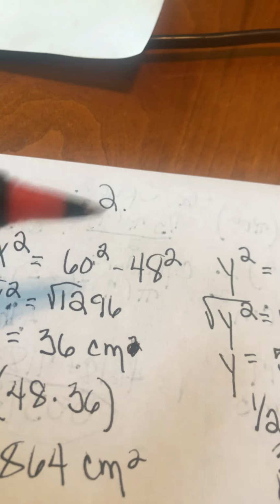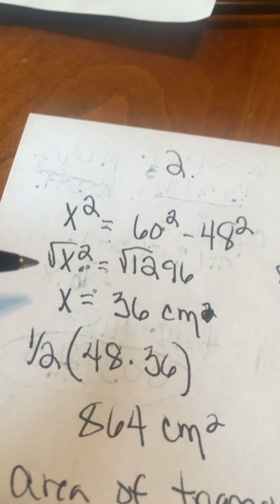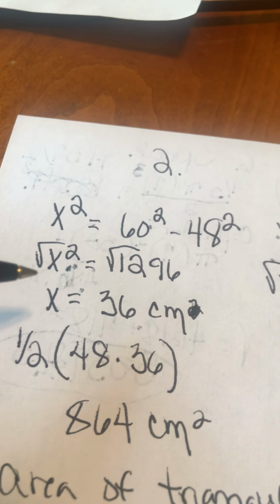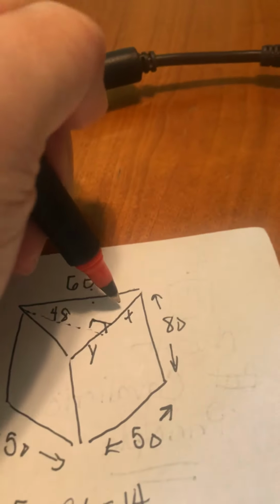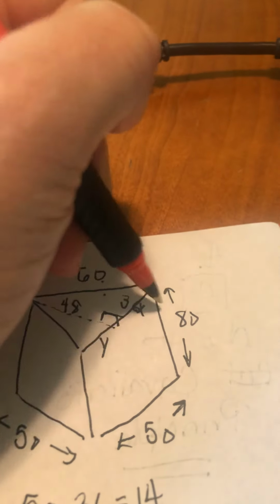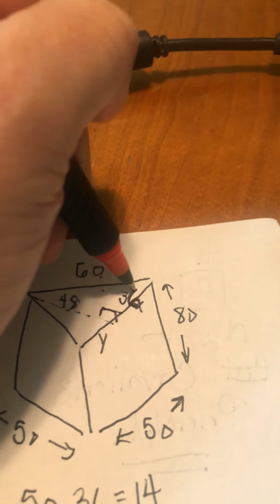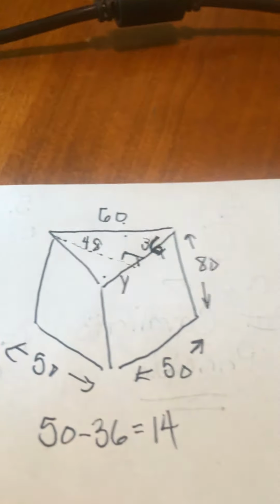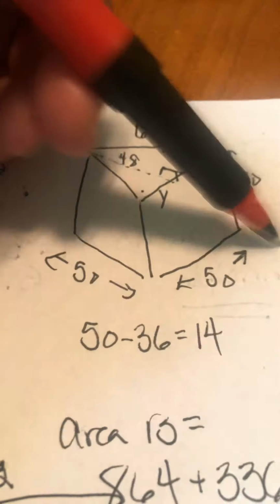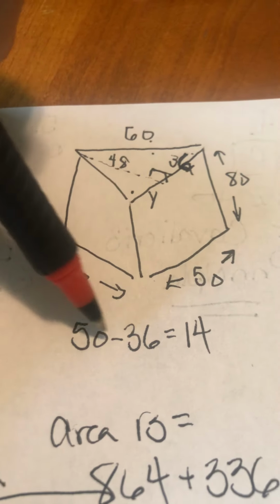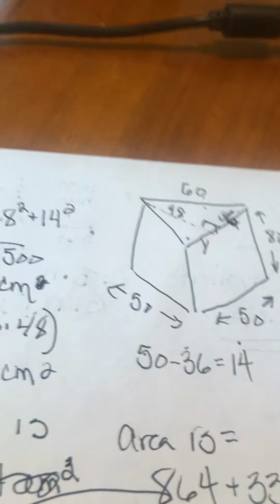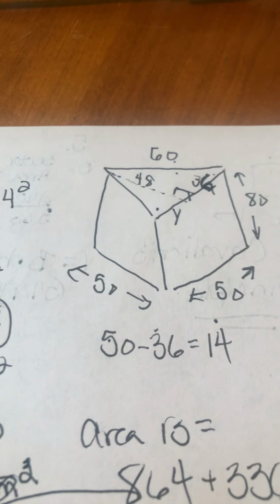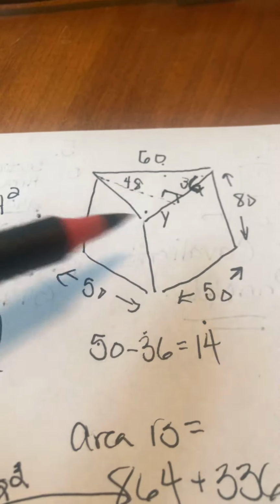So I just said 60 squared minus 48 squared is equal to 1096, and then you take the square root of that, and X is equal to 36. So then we know now that this side here is going to be 36. Sorry, that's not too good of a 6. But then we could just simply find this one by saying 50, because we know from here to here is 50, therefore this is 50 minus 36 is 14. And then lastly, well, we know that that's 14 here.